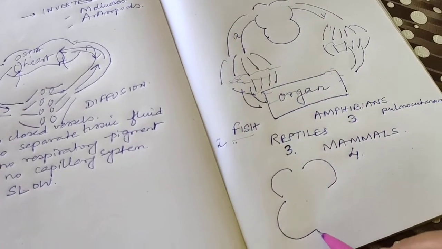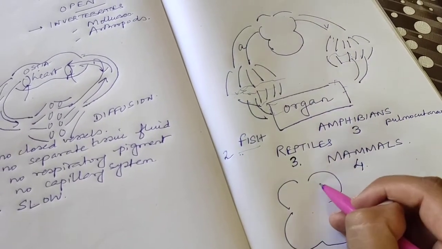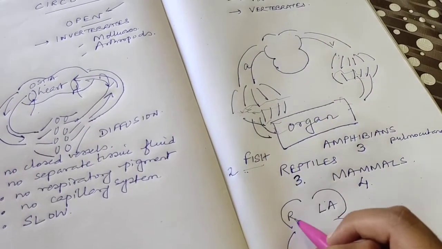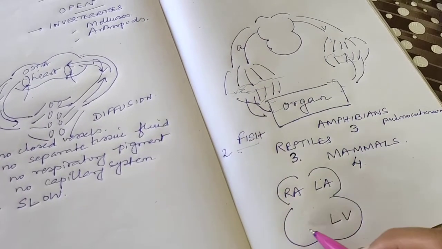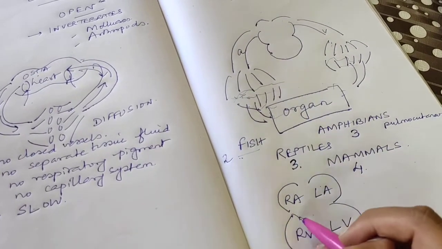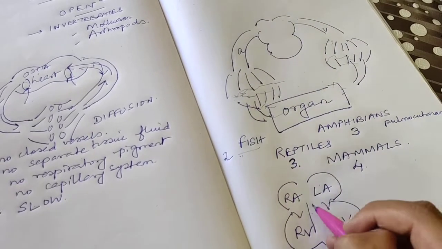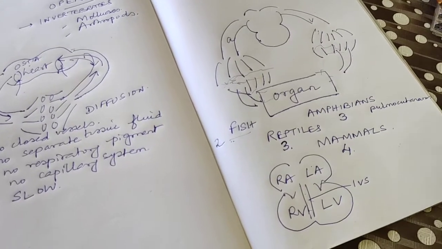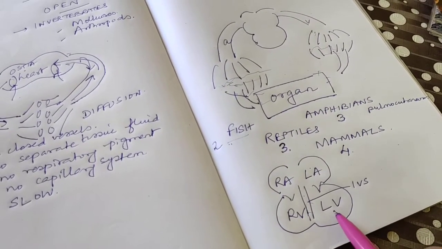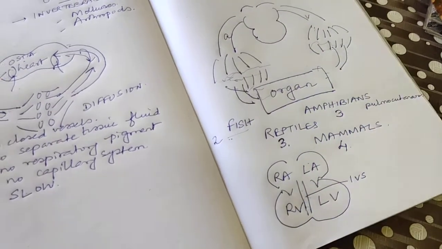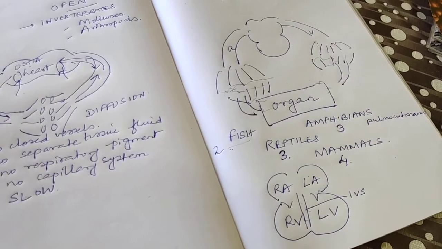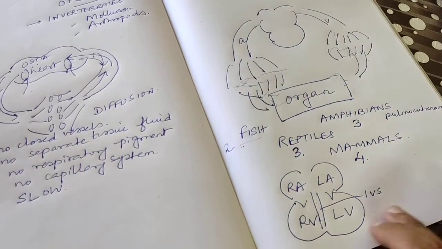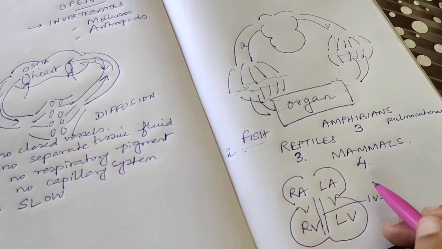This is how a mammal's heart looks like. It is four-chambered. This is the left atrium. This is the right atrium. This is the left ventricle. This is the right ventricle. Okay? And there's a separation called the interventricular septum, which separates the right and left part of the heart. This is very important because it is this that makes us different from the others.